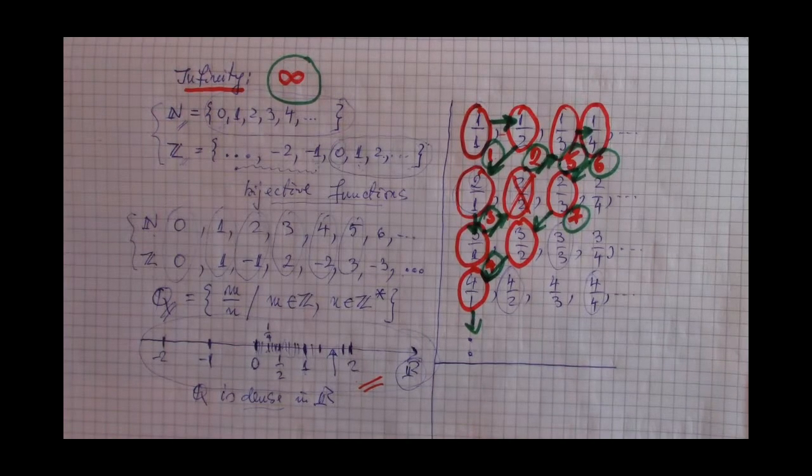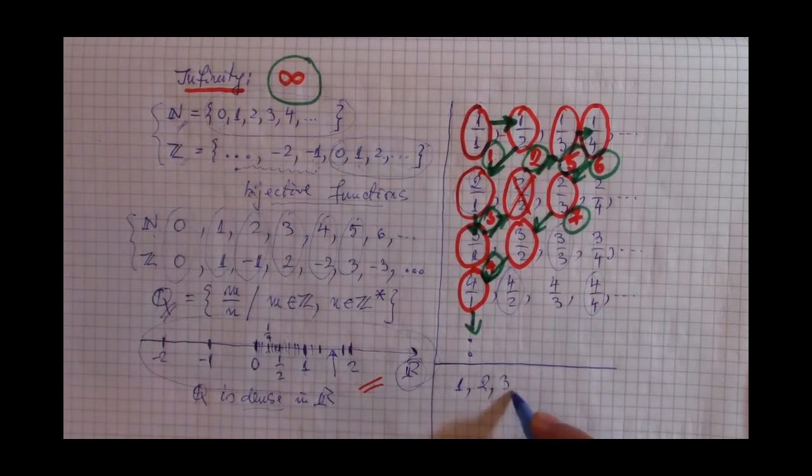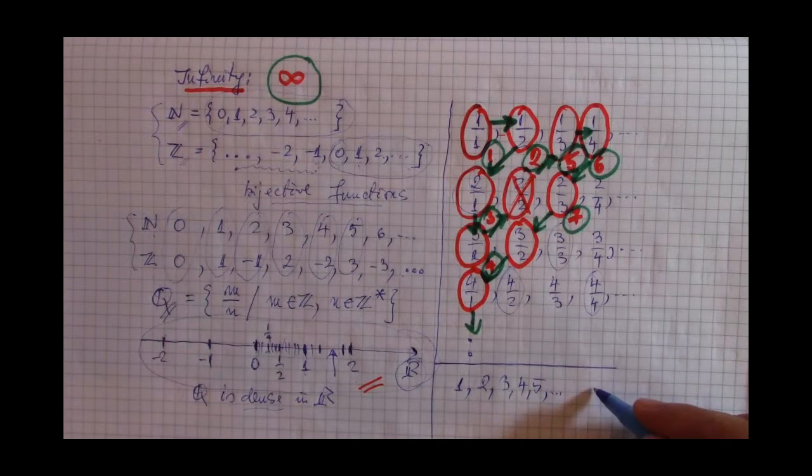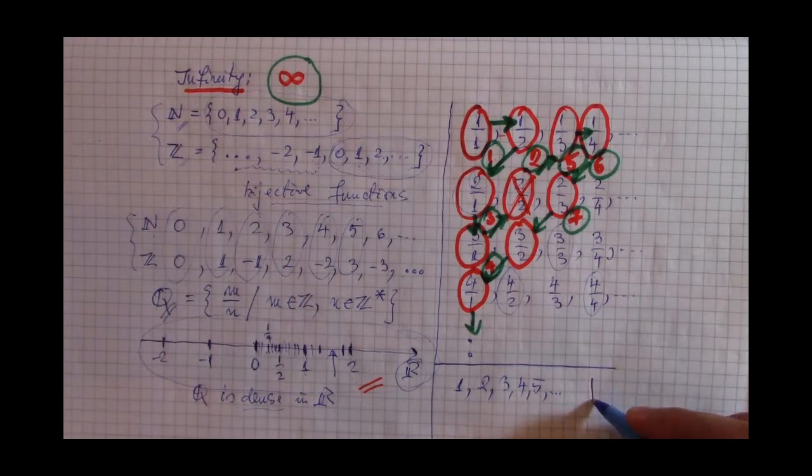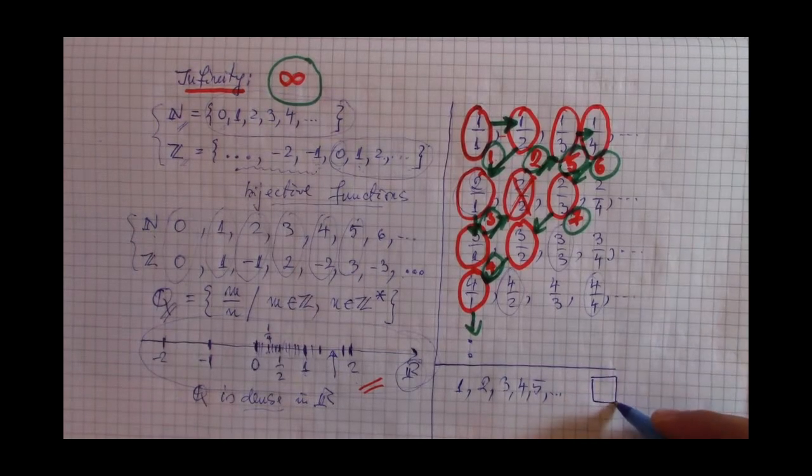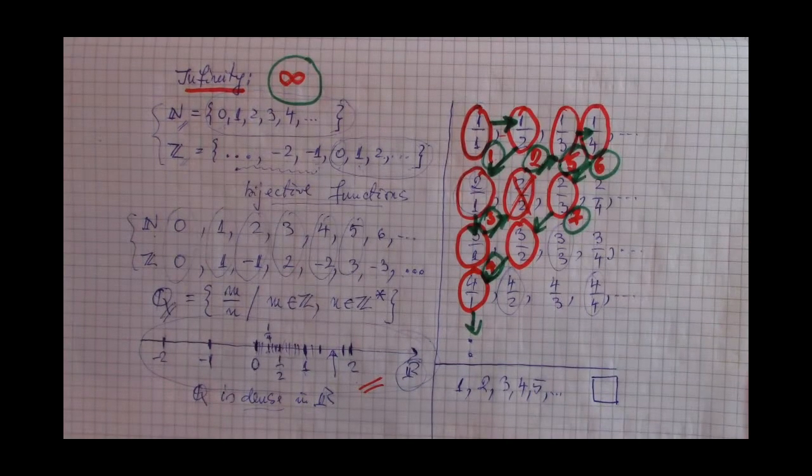Now I'm going to finish up this video with a little question for you. If you look at this sequence, 1, 2, 3, 4, 5, and so on, what would you write at the end of it? What number or what symbol would you write on here?